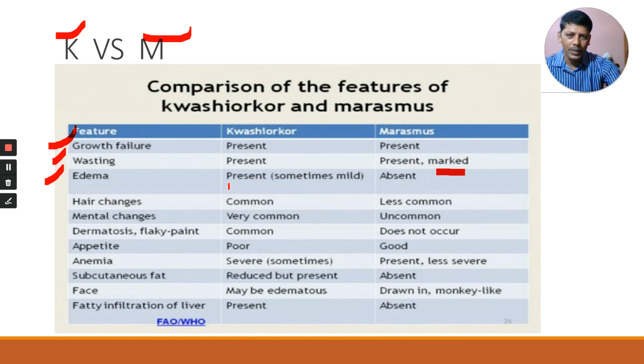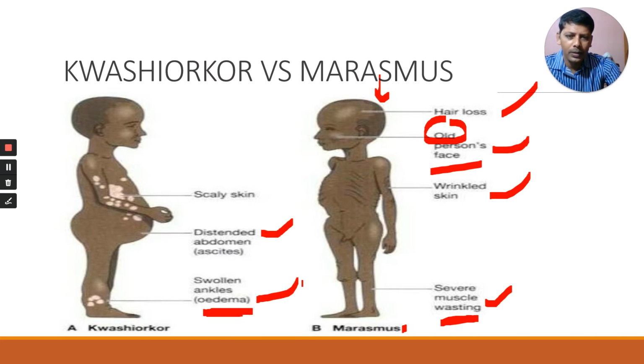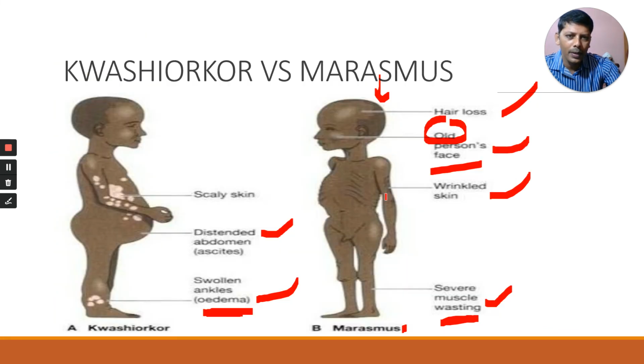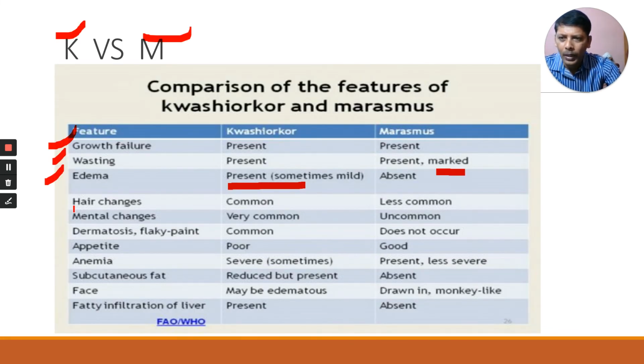Edema is present sometimes. Here you can observe edema is present, and here edema is absent. No edema in this one, there is no accumulation of water. Hair changes take place, common in Kwashiorkor, less common in Marasmus. Mental changes are very common here, uncommon here. And dermatitis means inflammation of the skin, common here, does not occur here.